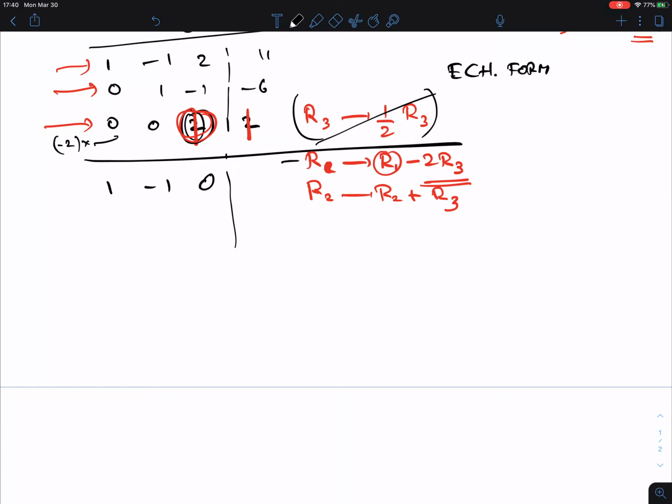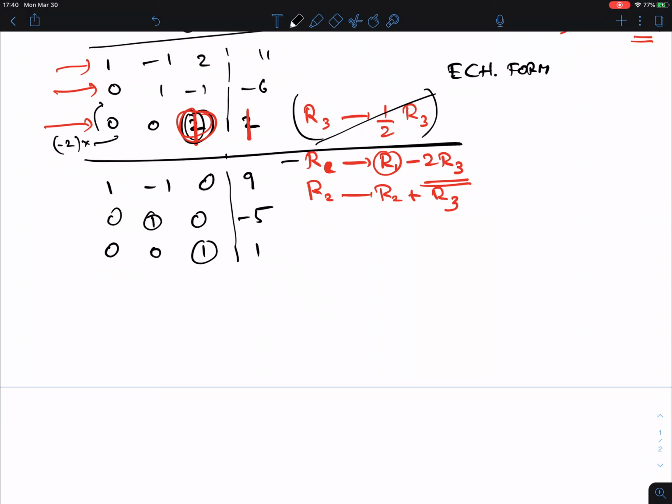We get negative 2 plus 11, that is 9. And then in the second row, what we did, we were just adding these two. So we get a 0, a 1, a 0, and a negative 5. And then this is 0, 0, 1, 1. Okay, that takes care of this pivot. Now, finally, we need a 0 on top of this guy.